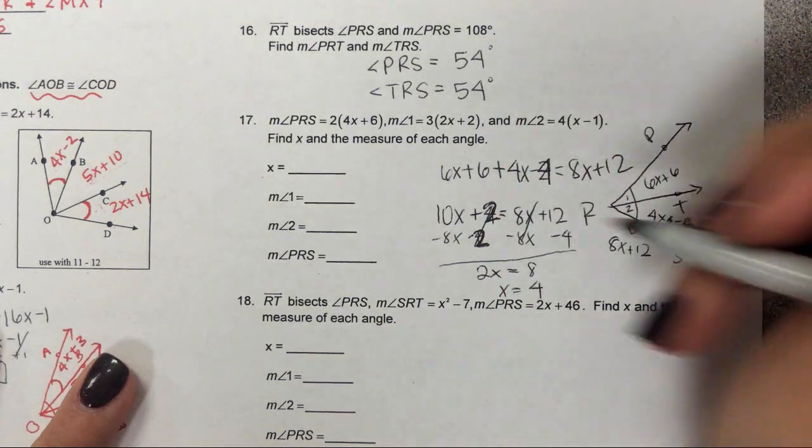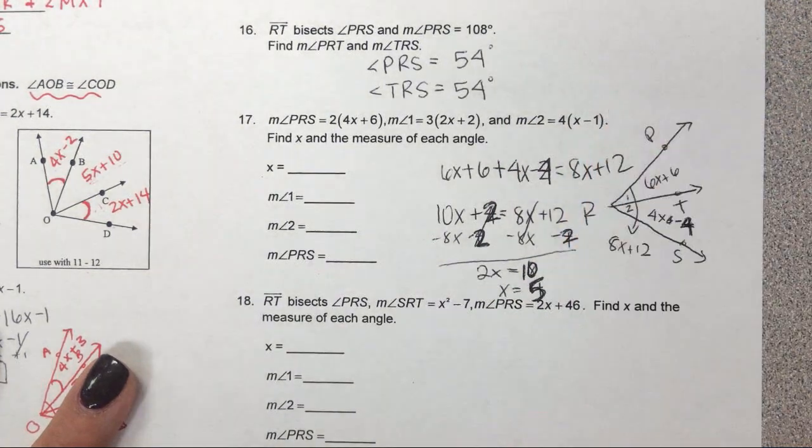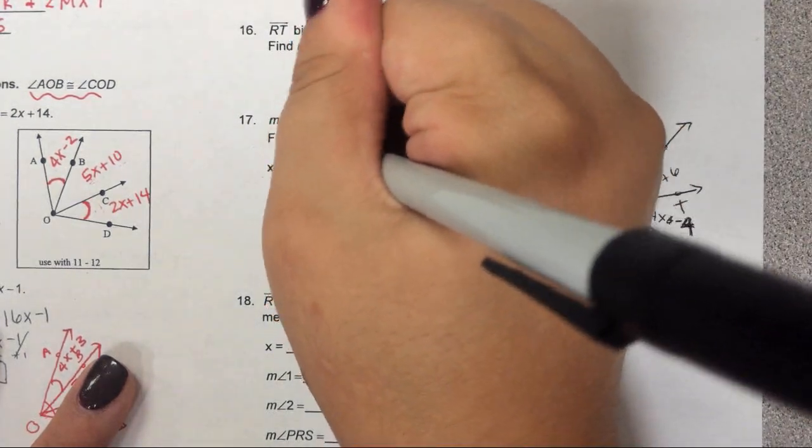Okay, so that should be 10x plus 2 minus 2 minus 2. 2x equals 10, so y'all got x equals 5? Alright, much better. My bad, y'all.